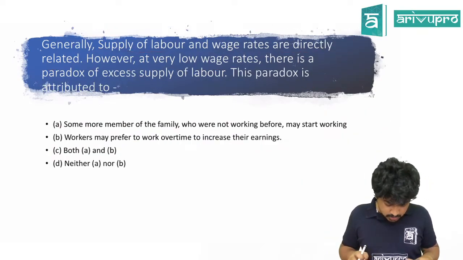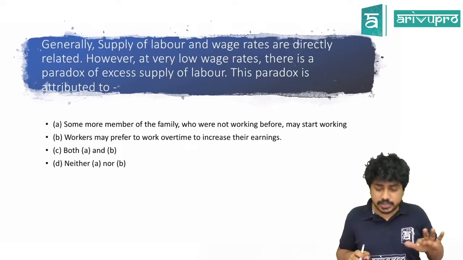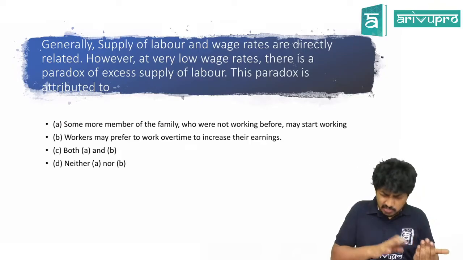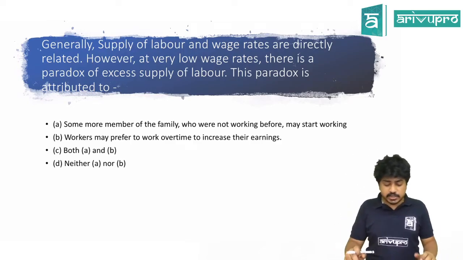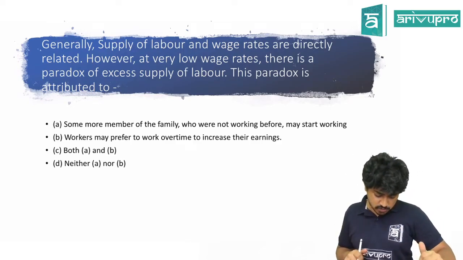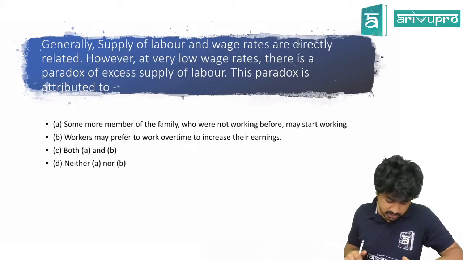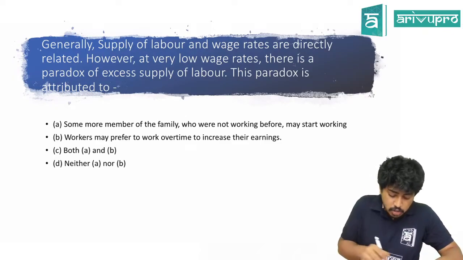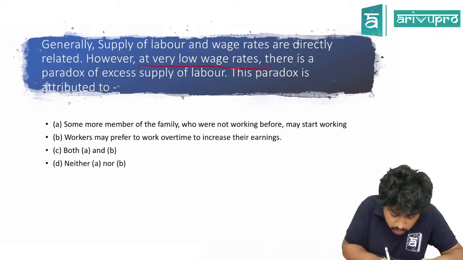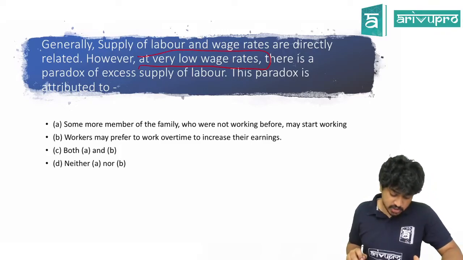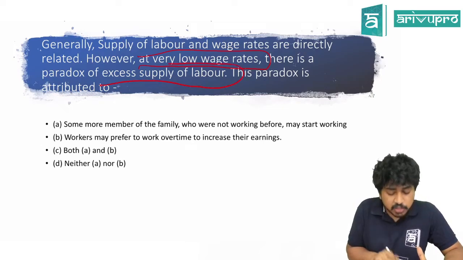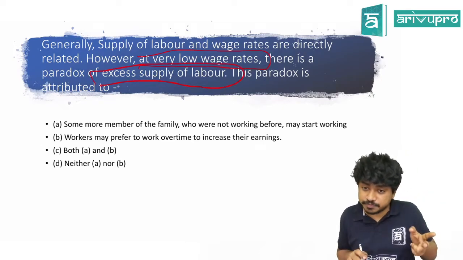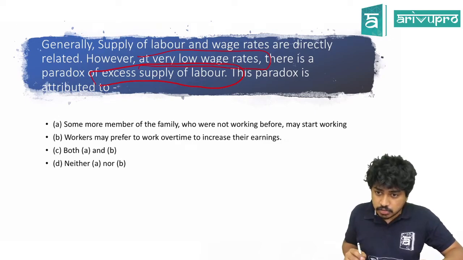Now, I want you to answer this question also. Something related to that only, so you can answer this more. Generally, the supply of labor and wage rates are directly related. However, at a low wage rate, there is a paradox of excess supply of labor. You're saying the opposite now. Are you reading it? Are you following?